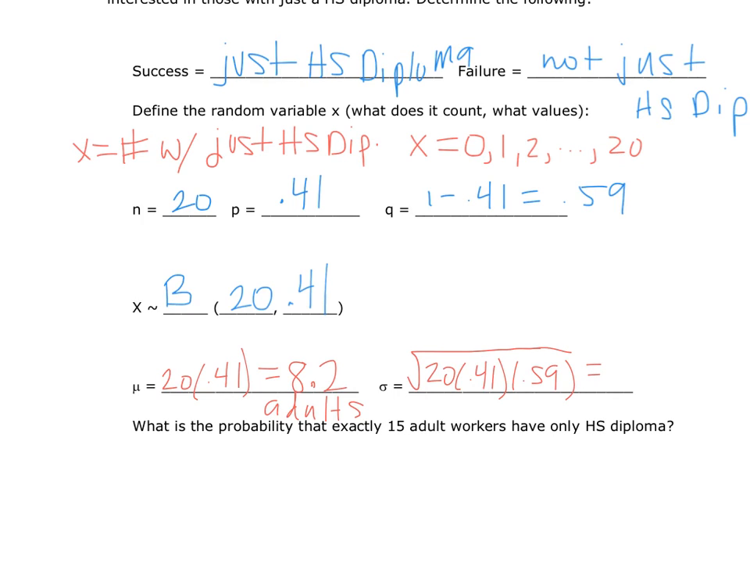So that is the square root of... underneath the square root we have 4.838, which if we take that square root and round to 2 decimal places, we're going to get 2.2. Okay.